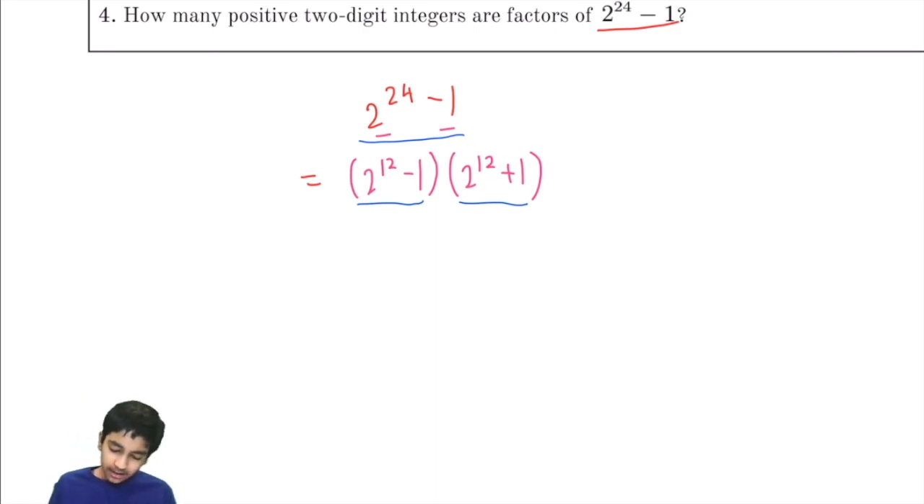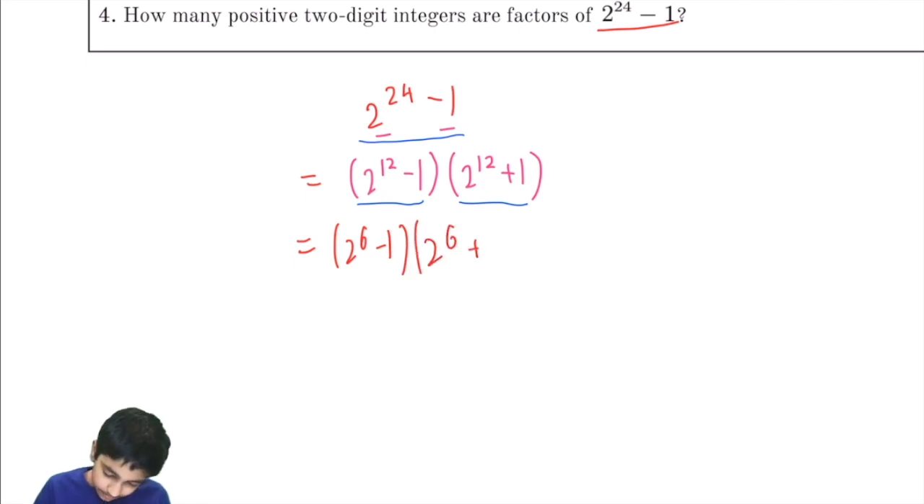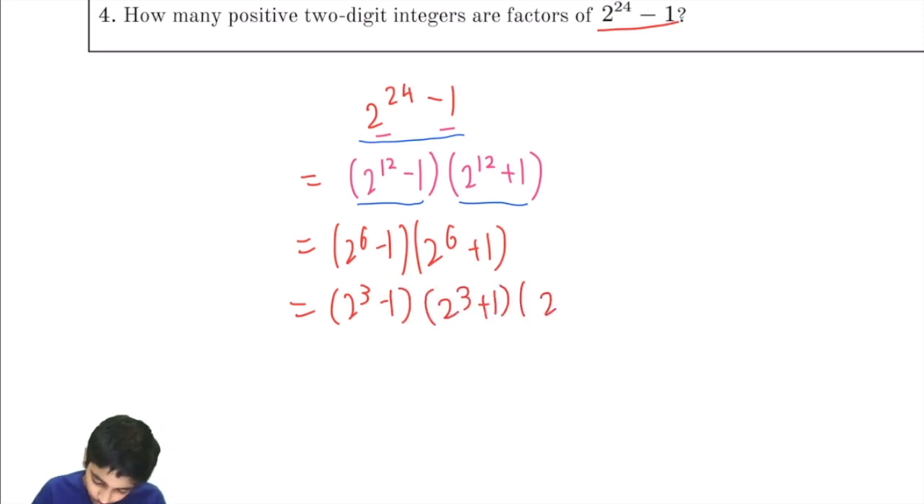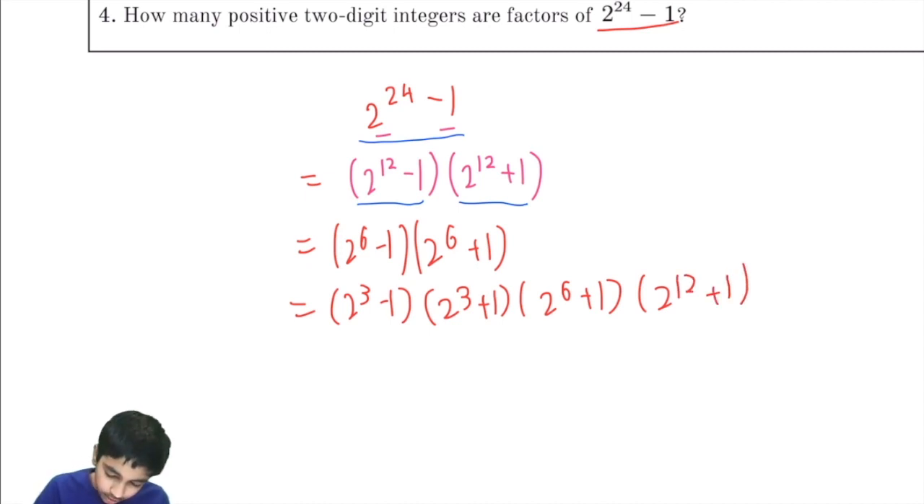Okay, so next what we want to do is we want to see that, okay, now we've got 2 to the 12 minus 1, we've got 2 to the 12 plus 1. Now we want to factor this even further. We're going to want to make it 2 to the 6 minus 1, right? And then 2 to the 6 plus 1. Because again, we can use the same property. And from here we can do it again. We can just keep doing it. 2 to the 3 minus 1, 2 to the 3 plus 1. Times 2 to the 6 plus 1, of course, in the other terms. So now we've pretty much knocked down the first term.